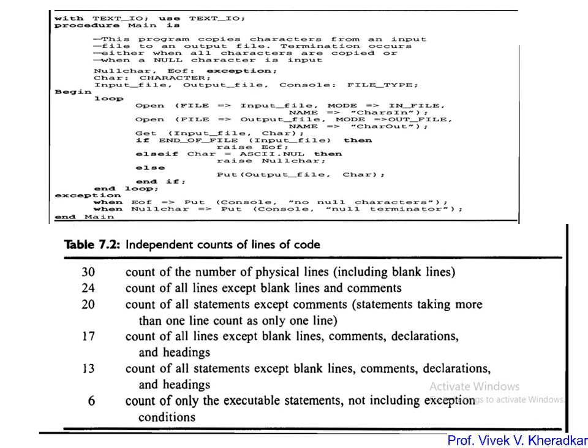Then one of the LOC measures is 30, which counts all the statements except the blank lines, comments, declarations and the headings. And the last is 6, which counts only executable statements, not including any exception condition. Likewise we can have different aspects of LOC. LOC depends upon the perspective you have taken for measurement, and it helps to measure the actual length of your program. Who is measuring the LOC will decide the measurement.